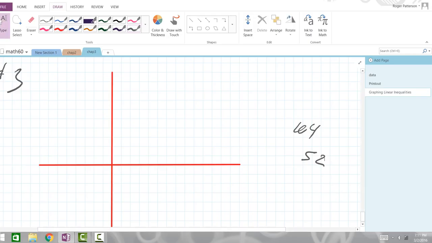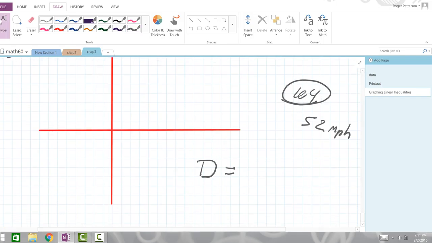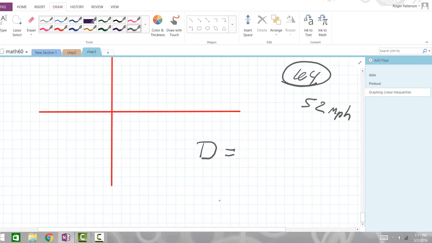Okay, here we go. So we're 104 miles away in the beginning, correct? And we're going 52 miles per hour. And I'm going to write an equation that represents the distance I am from my house. Anybody have any ideas on what that equation might look like? D equals 52x plus 104. Yeah. Y equals mx plus b is what we're looking at.